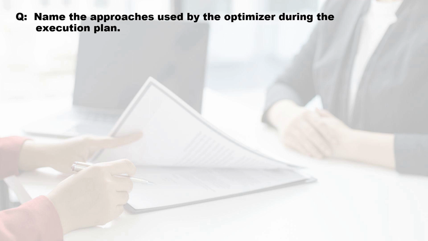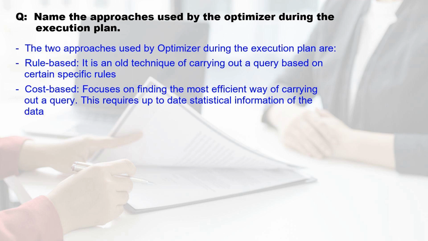Name the approaches used by the optimizer during the execution plan. The two approaches used by optimizer during the execution plan are rule-based, which is an old technique of carrying out a query based on certain specific rules, and cost-based, which focuses on finding the most efficient way of carrying out a query. This requires up-to-date statistical information of the data.